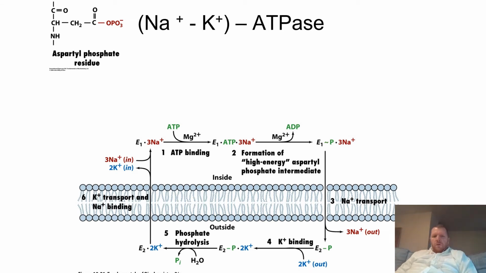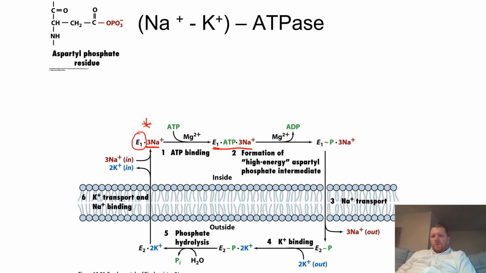So what you have here is E1. That's this first form of this enzyme. It binds 3 sodium ions. This is our starting point. It's going to bind ATP with the help of magnesium. Magnesium is going to help stabilize 2 of those phosphate groups. That's going to give us this form of our enzyme that has 3 sodium ions and 1 ATP molecule.